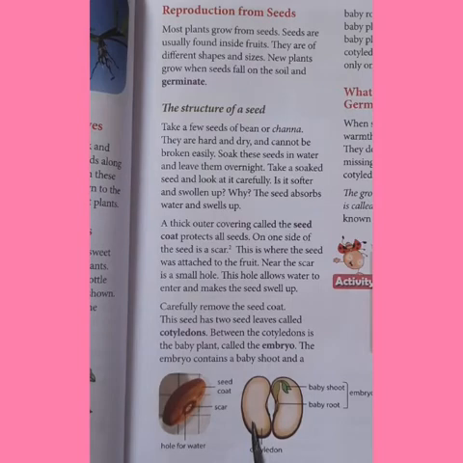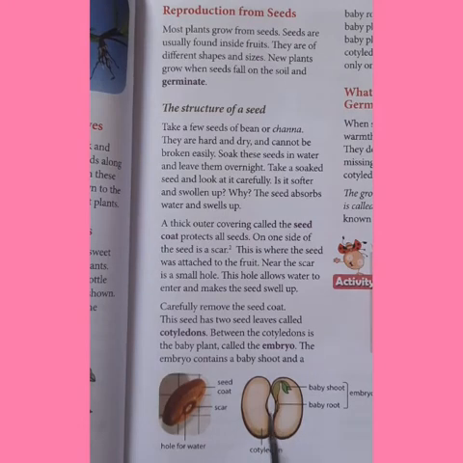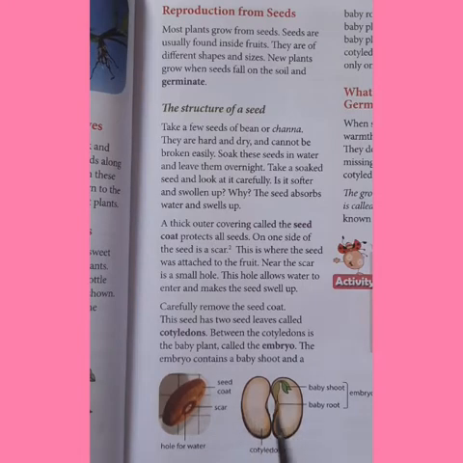The seed leaves will protect the baby plant. They will also store food for the growth of this baby plant. All seeds do not have two cotyledons. Some seeds such as corn have only one cotyledon. If the seed has two cotyledons, then it is called a dicot seed. If the seed has only one cotyledon, then the seed is said to be a monocot seed.